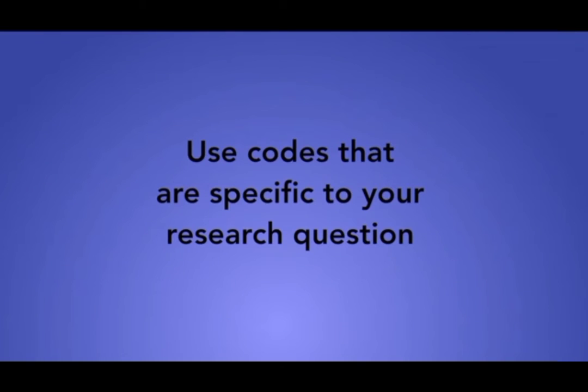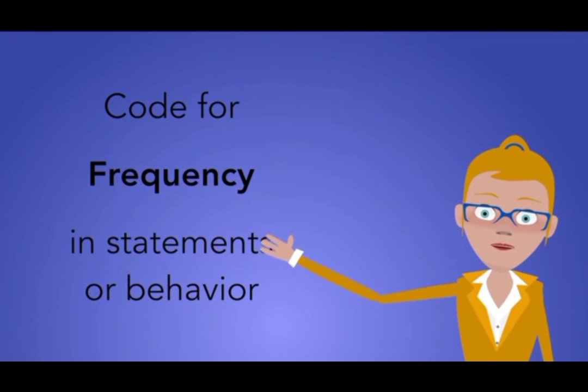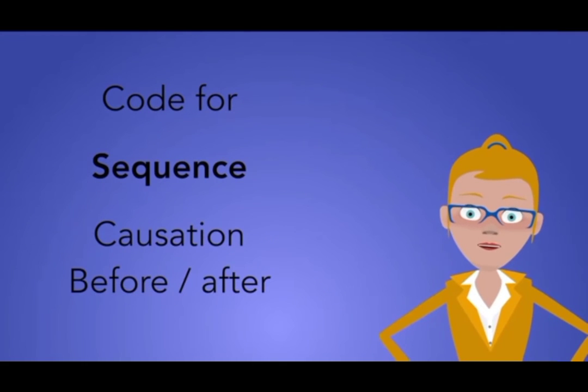We use codes specifically to refer to our research questions. You might be looking at frequency. How often do they do something? Or how often do they say that they do something? You could also be looking at sequence. Sequence is particularly useful for thinking about causation.